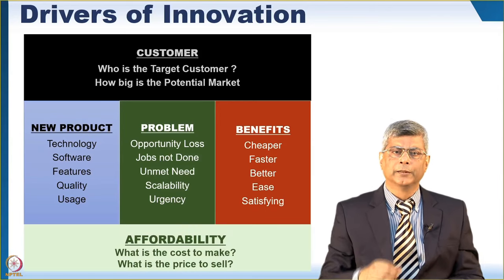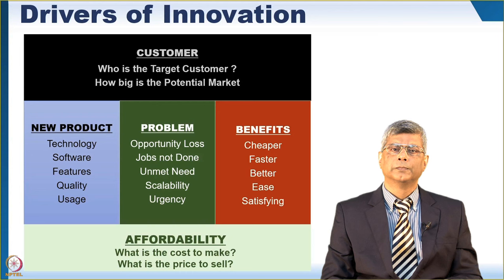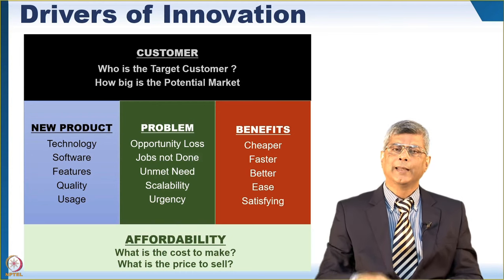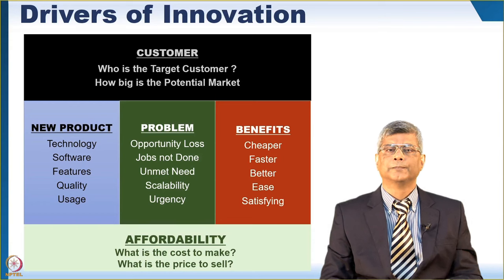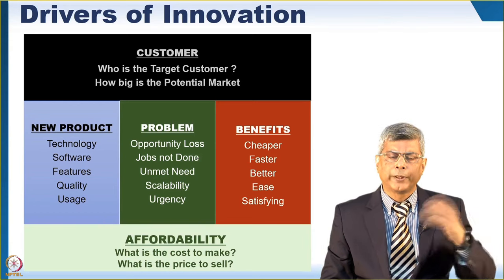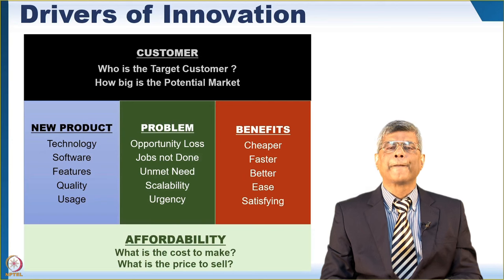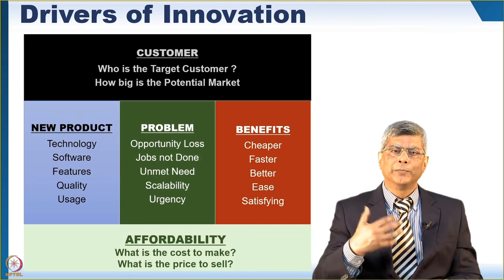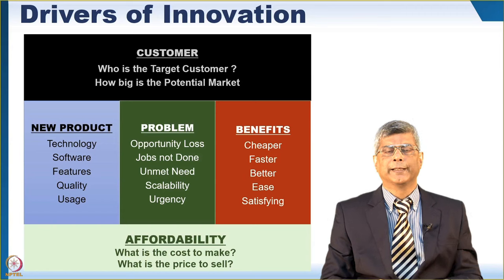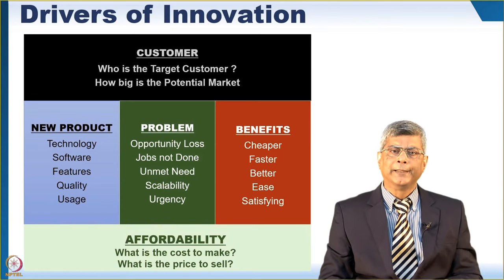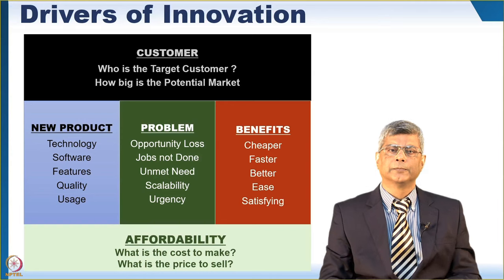An unmet need. I need to go faster. I need a car which is faster. I need a food which is tastier. I need my grocery quicker. So, an unmet need. Also scalability, which means more and more customers can use that innovation. Is that problem for many people or just a few people? And finally, urgent. How urgent is it?